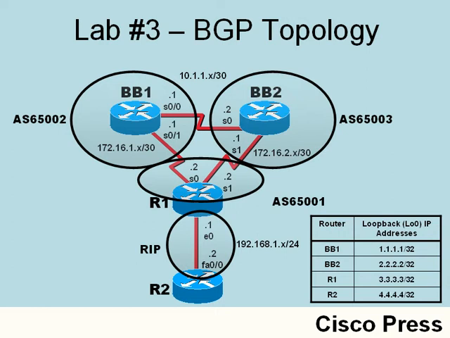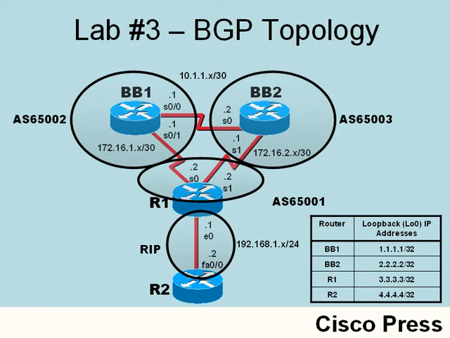What we're doing is we're advertising the number of autonomous system hops that it takes to get from router R1 up to the backbone. And in our scenario, routers BB1 and BB2 are each telling router R1 that it can get to this network, the 10.1.1.0 network, with only 1 autonomous system hop. Router BB1 is saying, send your traffic to autonomous system 65002, and router BB2 is saying, send your traffic to autonomous system 65003.